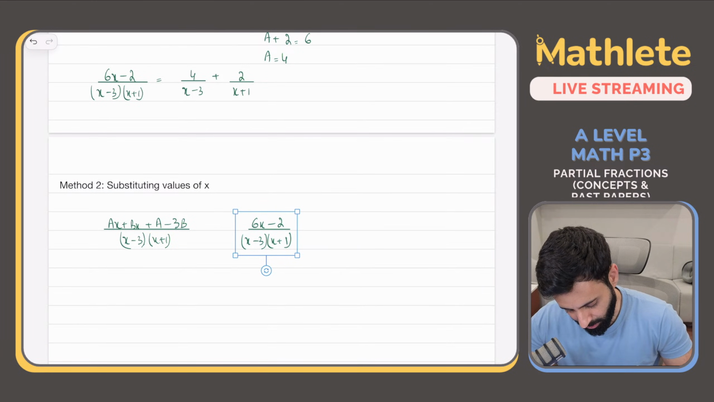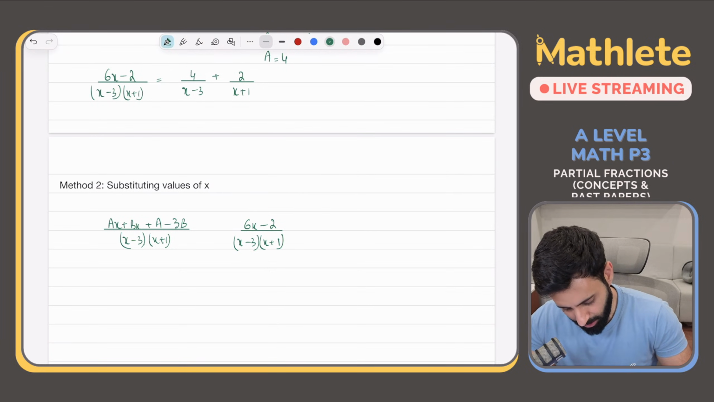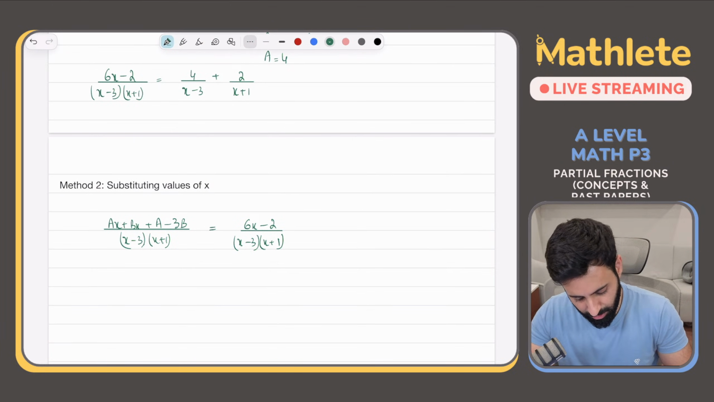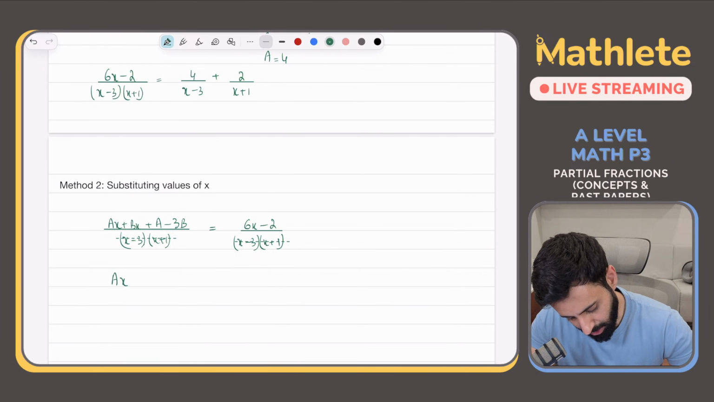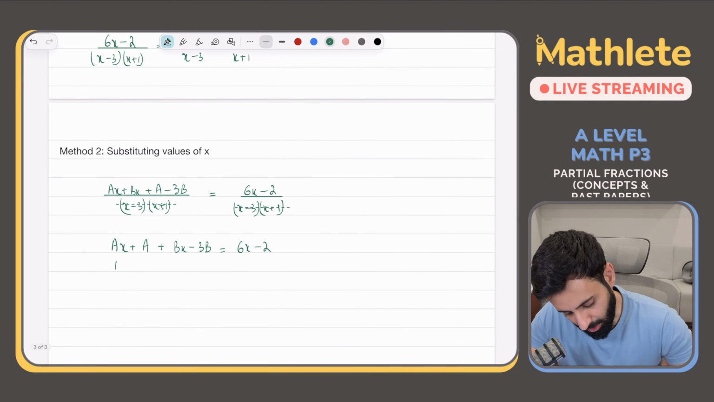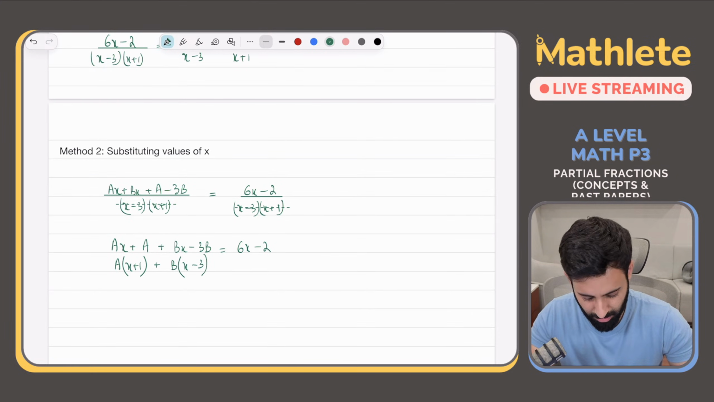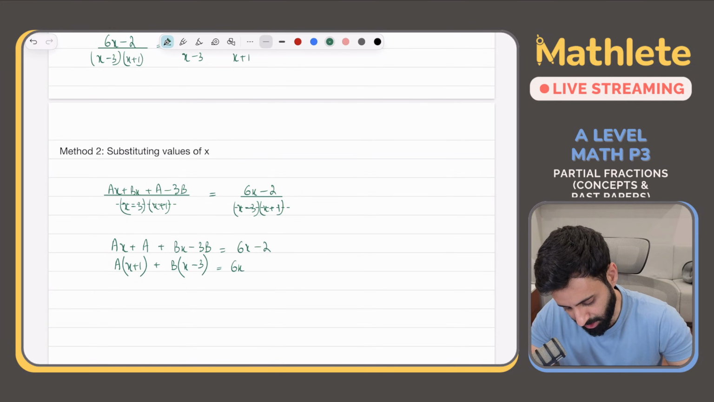Now here what we're going to do is, first of all, remember we are only interested in the numerator, so we're just going to ignore the denominator. We're going to rearrange it in a way so that we write all the a's first and all the b's after. What is this equal to? This is equal to 6x minus 2. Now let's take a common, so we have x plus 1. Let's take b common, so we have x minus 3. And this is equal to 6x minus 2.